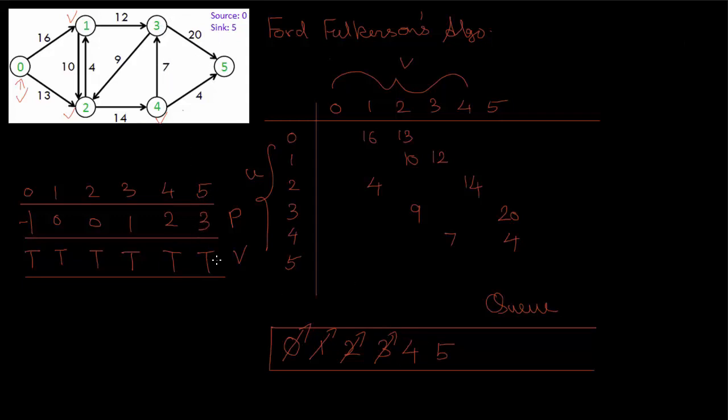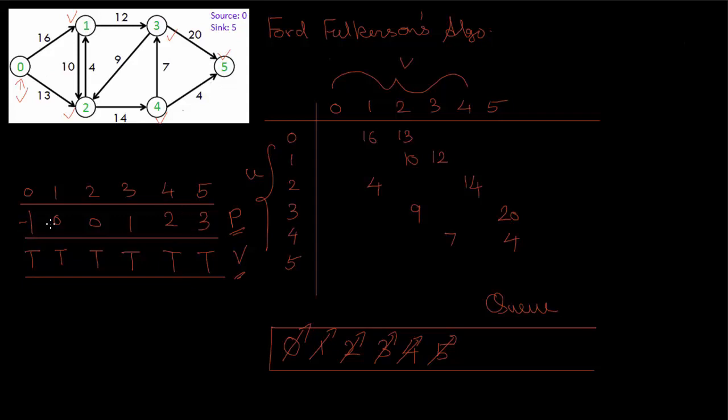Then if you dequeue 4, you find that this is also visited and this is also visited, so there's no possible entry. Then you dequeue 5, you find that 5 cannot go anywhere, so it doesn't matter. So this is the parent array, and this is our visited array. Using the parent array, we are going to trace out a path in this entire graph.